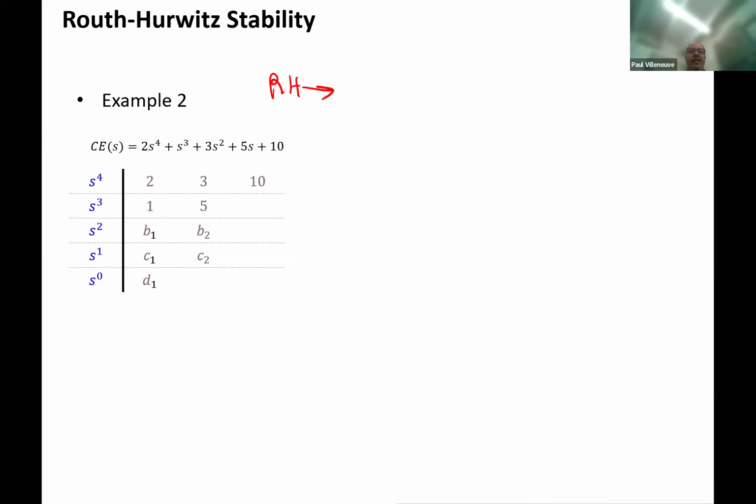Okay, let's get started. We are doing Routh-Hurwitz, and we're going to do another example. So we saw the procedure of setting up to do Routh-Hurwitz.